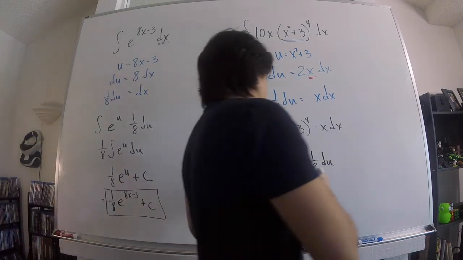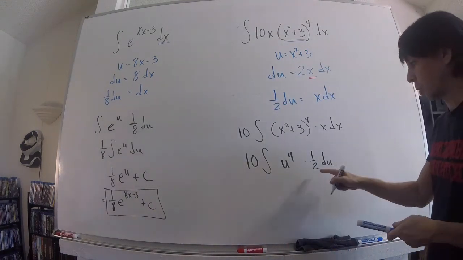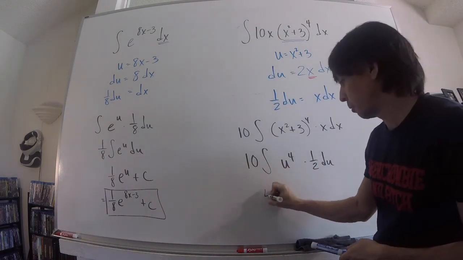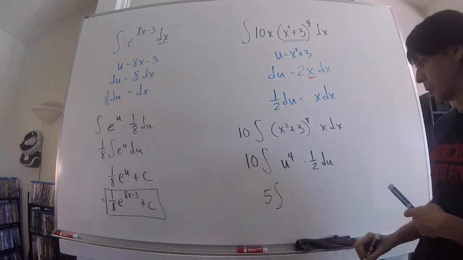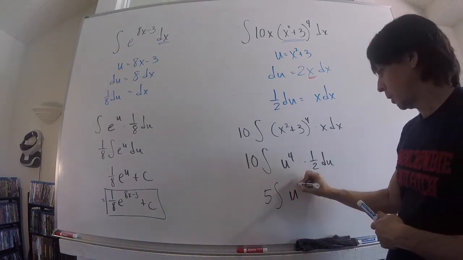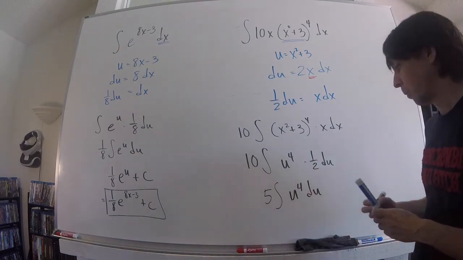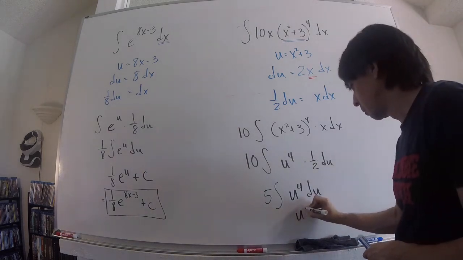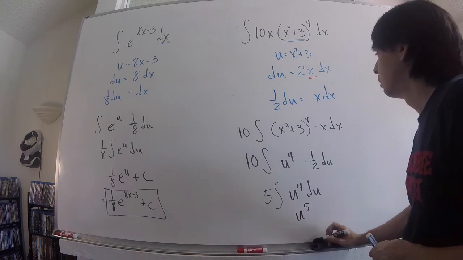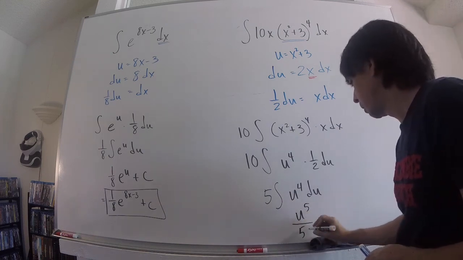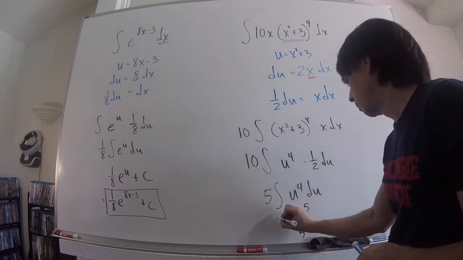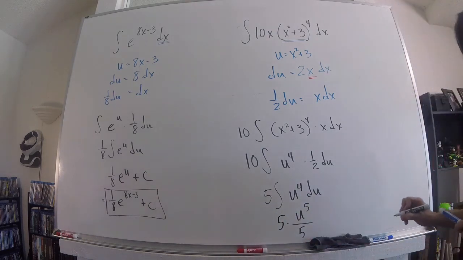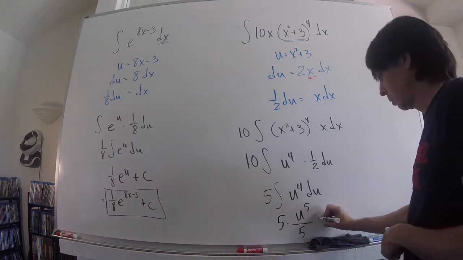Okay. And then now I'll move things around. Well, I'm going to put the 1/2 constant. That's going to give me a 5 out there when I do 10 times 1/2. And so now I just have a basic power rule. So I'm going to do the power rule on that u to the 4th. I'm going to raise it to the 5th power over 5, times that 5, and then plus c.